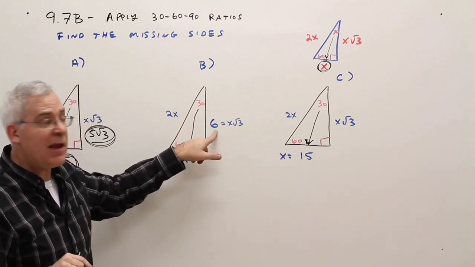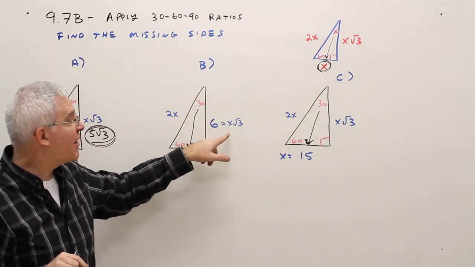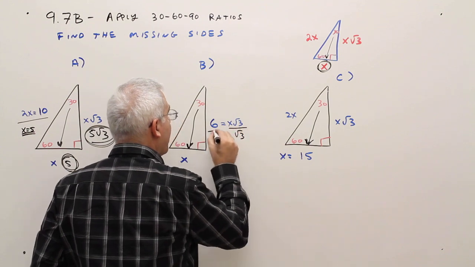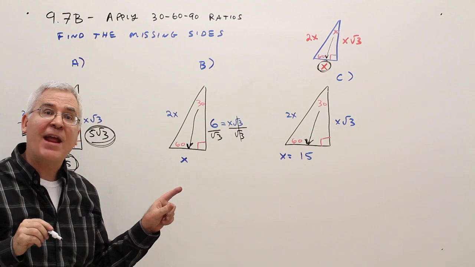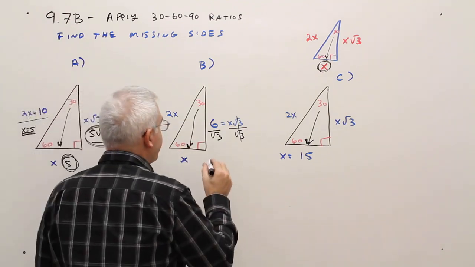X radical 3 is the 6. So I'm solving that for x. So I'm going to divide each side by radical 3. Divide by radical 3. Divide by radical 3. We always want to report our answers in exact simplified form. So let me simplify that.